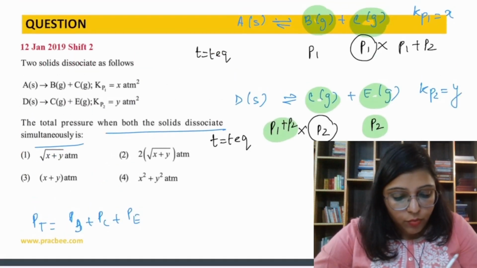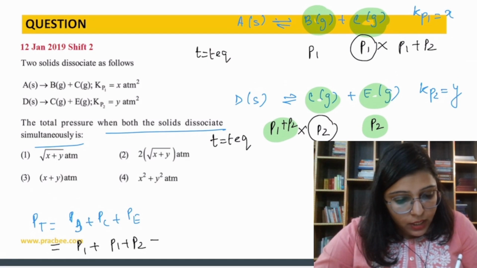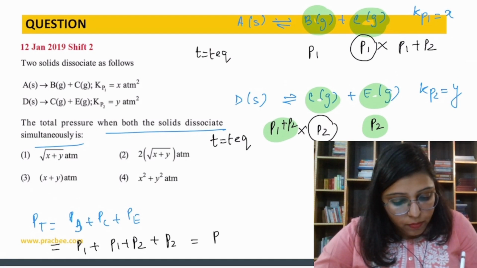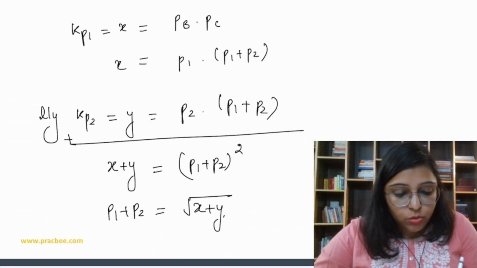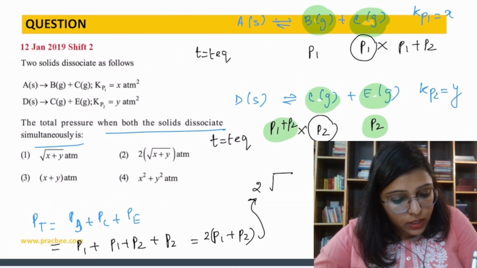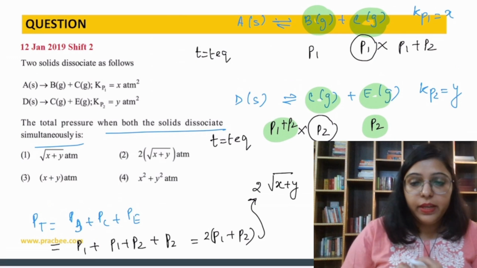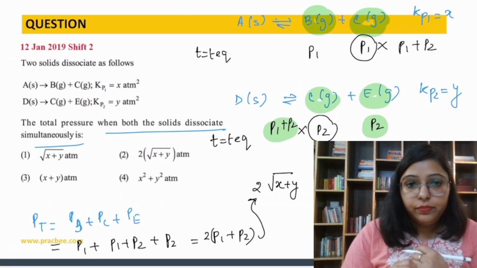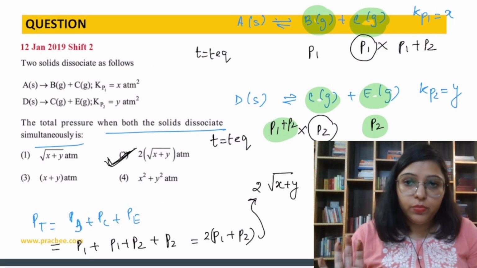अब now if I want to find total pressure, so PB is what? P1, PC is P1 plus P2, and PE is P2. So we can say 2 times (P1 plus P2), right? P1 plus P2 का value is under root X plus Y. So we can write 2 under root X plus Y. Clear? 2 under root X plus Y. That's it. Is it clear? So answer is going to be option number 2.